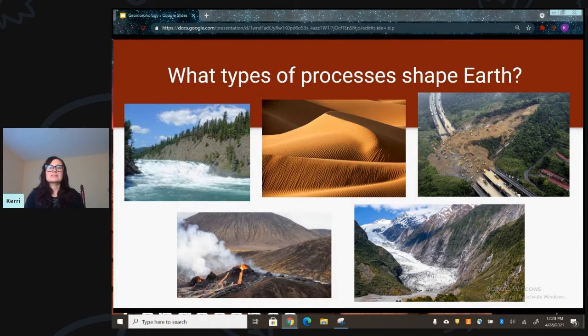So what types of processes shape Earth? Examples include some of the pictures that we see here, like water, wind, landslides, volcanic activity, glaciers, as well as earthquakes and tectonics. These are all different types of erosion.